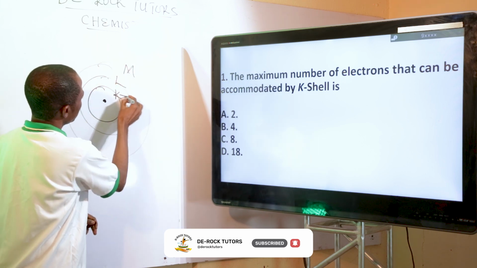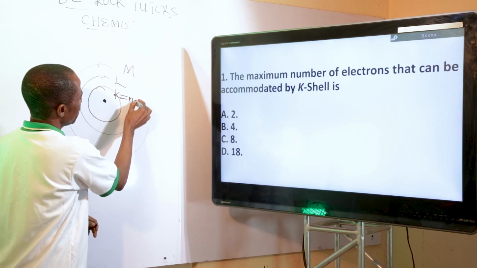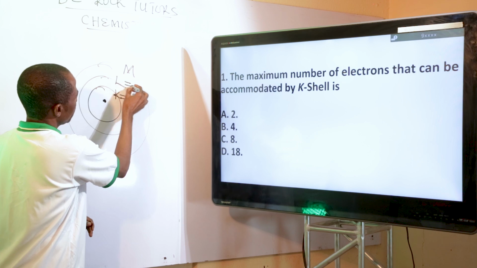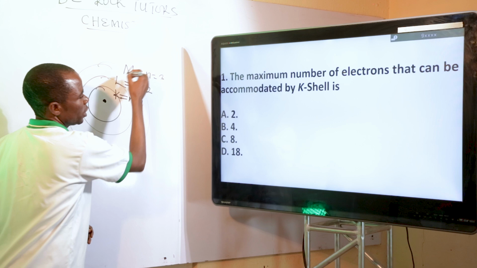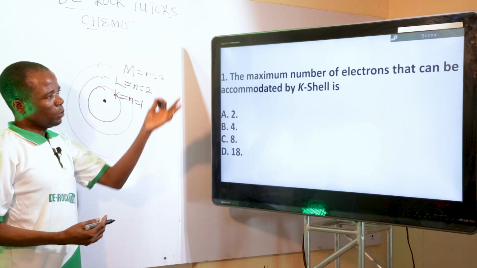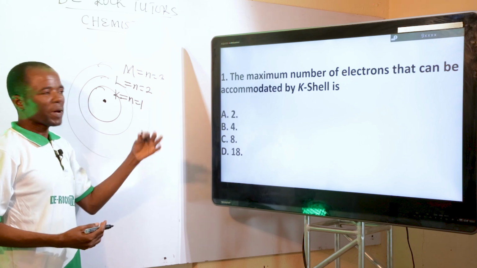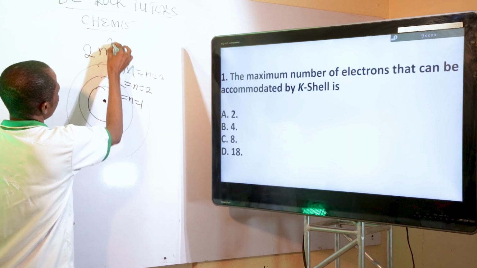And for K shell, the principal quantum number is 1. So n is equal to 1. For L shell, n is equal to 2. For M shell, n is equal to 3. And don't forget, there is a formula that is used to calculate the maximum number of electrons that can be accommodated by a principal shell. And that formula is 2n squared.